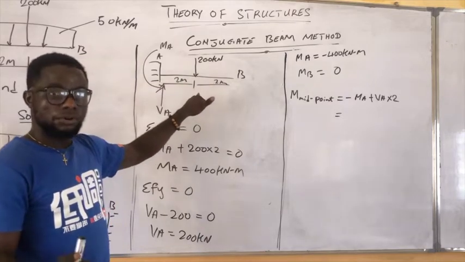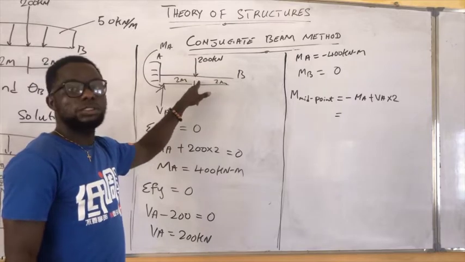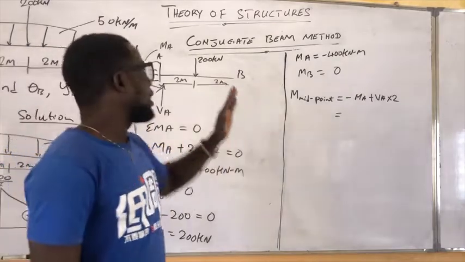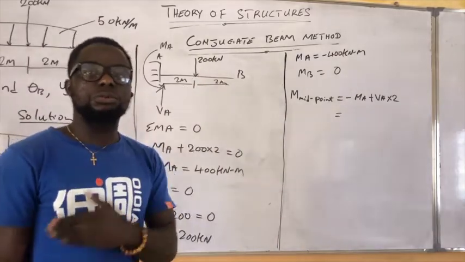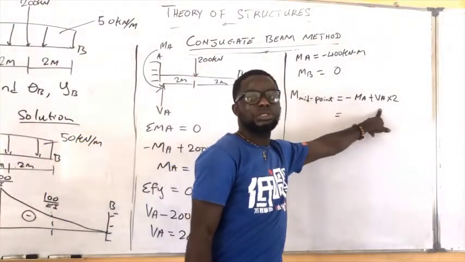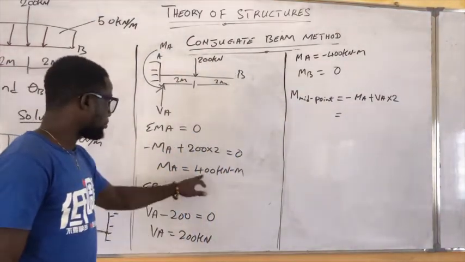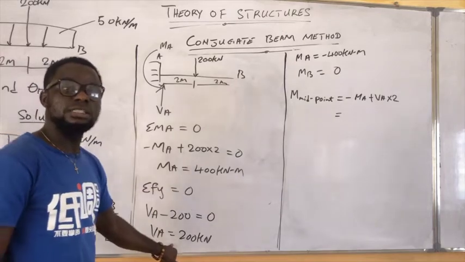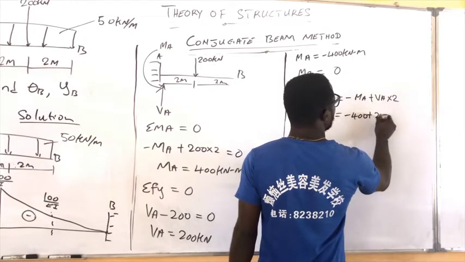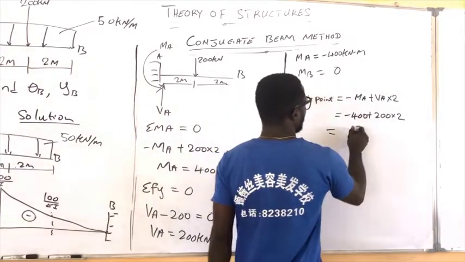Then I'm looking for the bending moment at the midpoint here. Remember that this loading is at this midpoint. So since I'm looking for the bending moment at that point, that is the point of section, and any load at that point will be removed. And that is why the 200 kilonewton is not included in the calculation. So my MA is 400, and my VA is 200. So we have negative 400 plus 200 multiplied by 2. And when you evaluate that, you have this to be 0.